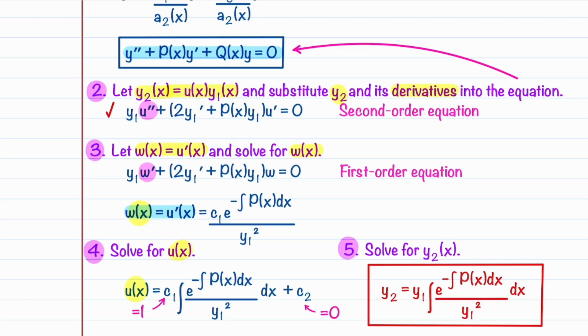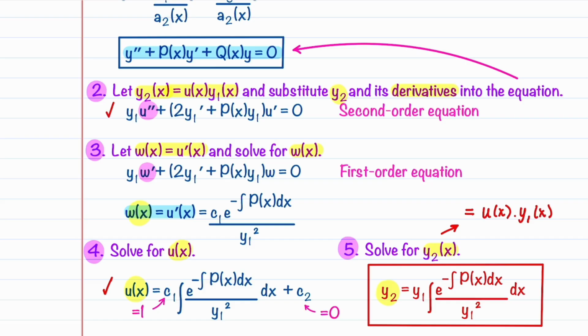That's our last step, and in that step we have to solve for y2, which is our second solution. Remember from up in step 2 that y2 is equal to u of x times y1 of x. So all we have to do is take the u of x that we have down here in the lower left and multiply it by y1. And I put that solution here in the red box.